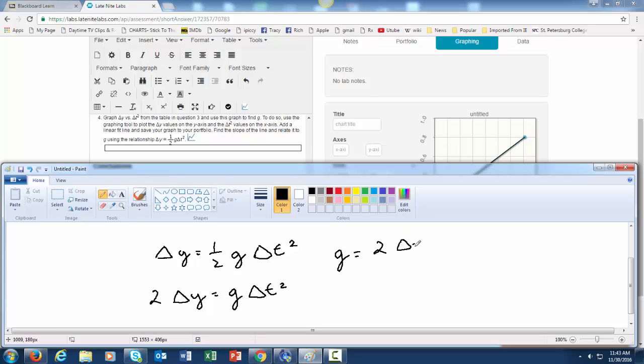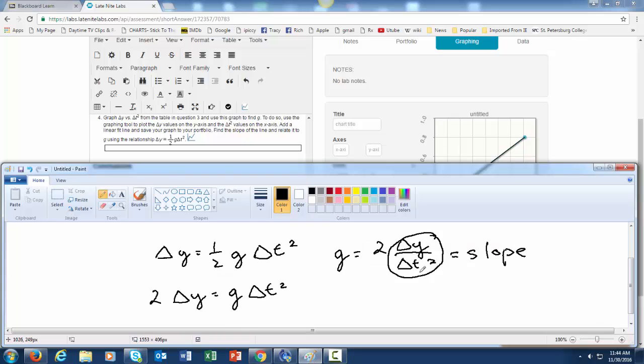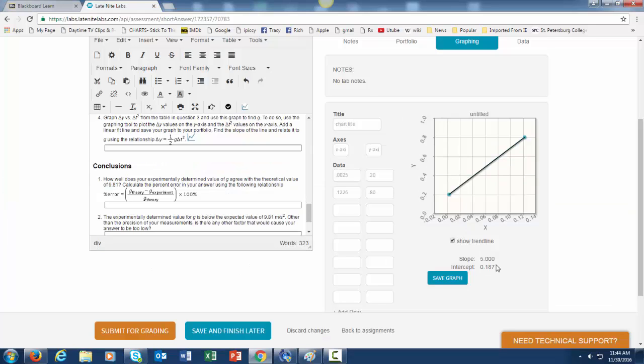2 delta y over delta t squared. Now, if you look at our graph, that delta y over delta t squared will be the slope, because the slope is always change in y over change in x. Y is delta y, and x is delta t squared. So it's not a coincidence. Delta y over delta t squared will equal the slope. The slope we get by looking at the show trend line, and there's the slope there. So from there, we can easily calculate what the value of g should be.